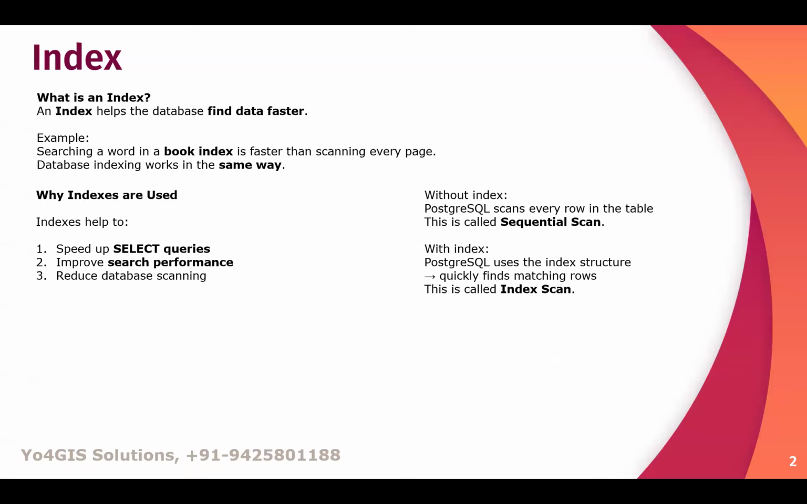So we have this method. Using that we can create the index and we can get the result very fast. So what is an index? An index helps the database find data faster, like searching for a word in a book index.